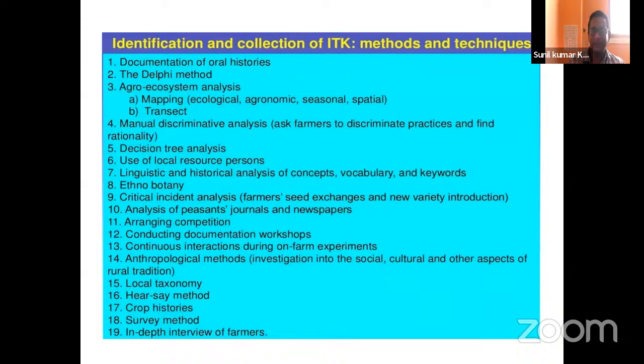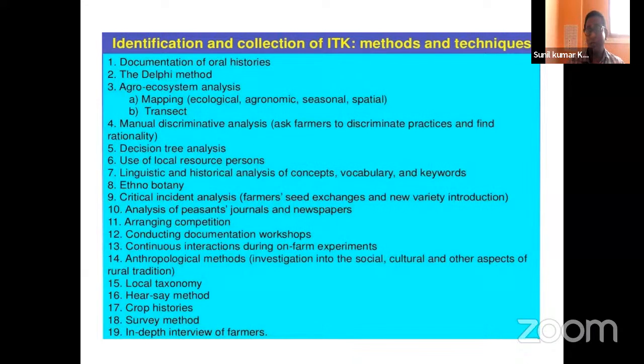There are some methods and techniques for identification and collection of ITK. Majorly, the first is documentation of oral histories. The Delphi method, developed by Olaf Helmer, can be used, because a number of experts give their judgments in two to three rounds. Agro-system analysis can also be used, and mapping of areas can be done, like ecological or social resource mapping, spatial and level mapping, to identify the particular ITK.